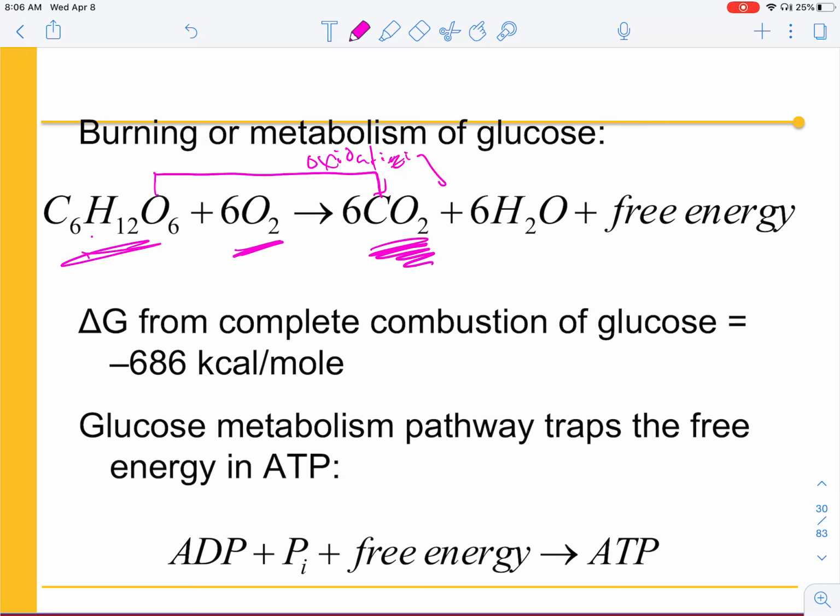Oxidizing. Oops, there's no T. D. And then here you're taking something that's oxidizing and reducing it.